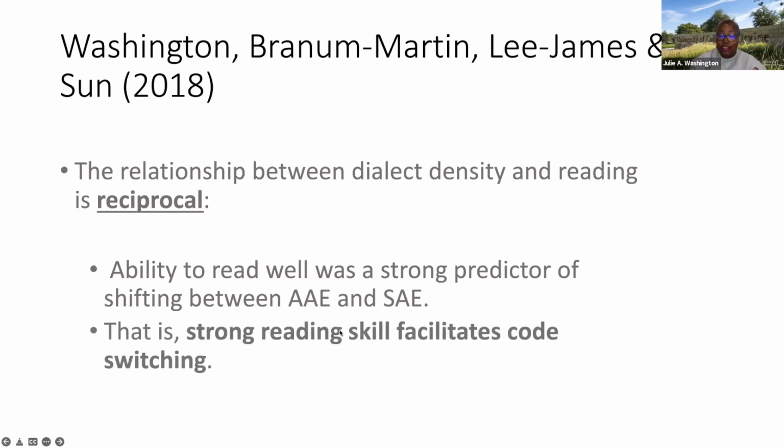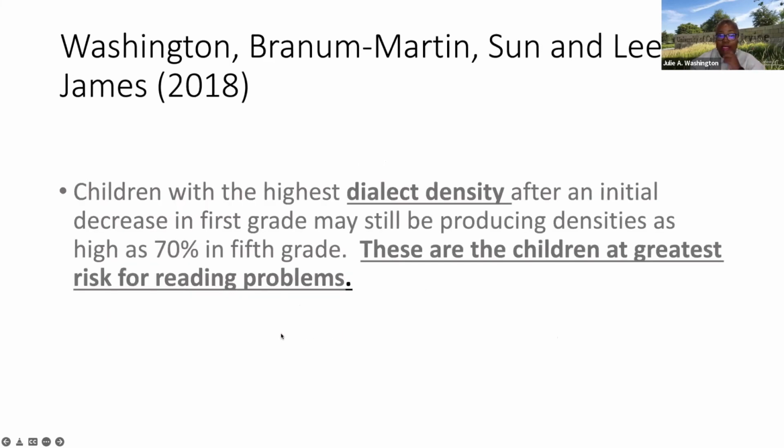So strong reading skill facilitates the ability to code switch between these systems. But kids who are high dialect users don't really have access to the print, is what we've been finding. These are the kids at greatest risk for reading problems. So kids with really high dialect density, it does decrease while you're in school, which was one of the things we were interested in. So if you go to school and you're using a lot of your community language, are you also learning the language of school, or do you just not have access to it?